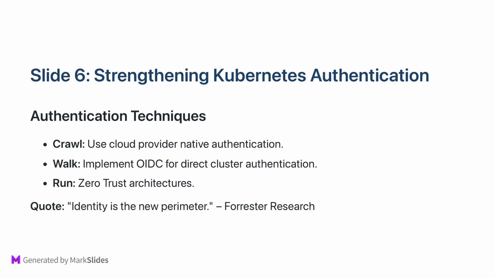Let's wrap it up with a profound quote from Forrester Research. Identity is the new perimeter. As traditional network perimeters dissolve, securing identities becomes paramount. Strong authentication is the foundational step towards building a resilient Kubernetes environment.